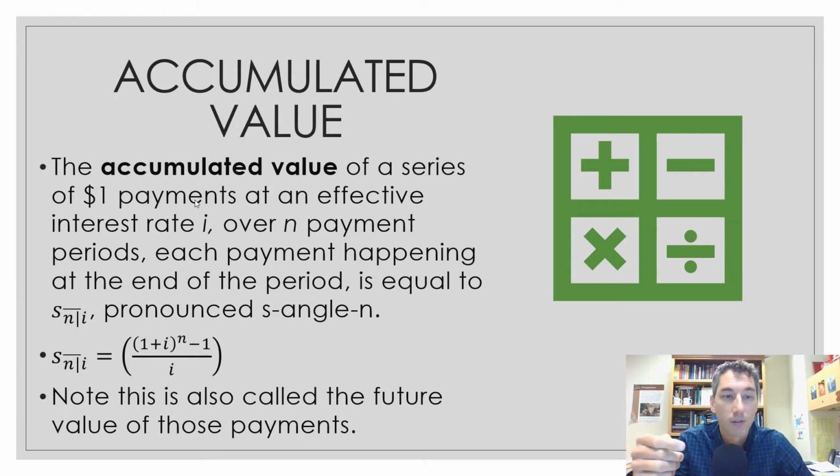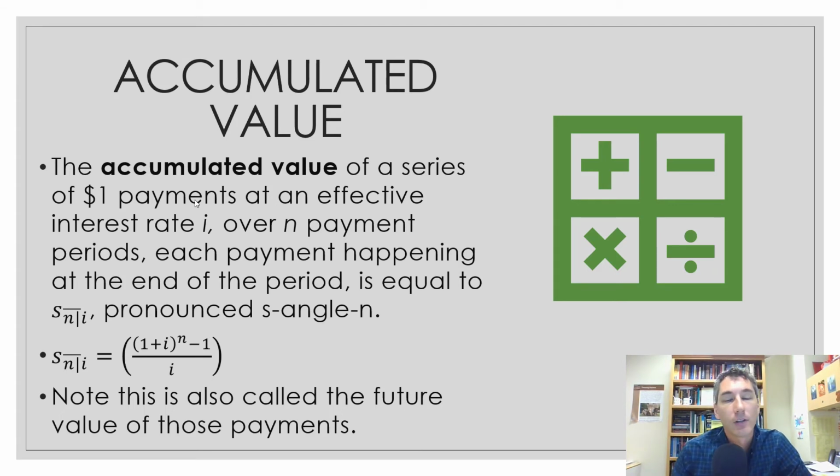There's this little notation with S and then the little n with the line over top of it. The bar given i means we're given a particular interest rate. Sometimes that i is not on there and it's just the S with the n bar on it. So it's s angle n. But that is the accumulated value of a series of $1 payments at an effective interest rate i over n payment periods, where each payment occurs at the end of the period. And it turns out that there's a nice formula for that. It's (1 plus i) to the nth power minus 1, divided by i.